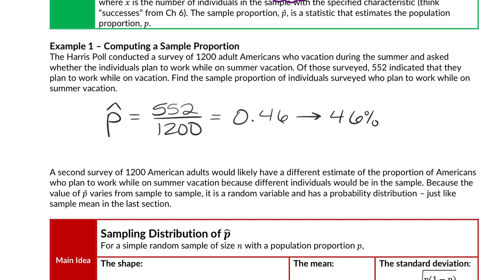Let's say that we take a second survey of 1,200 adult Americans who would likely have a different estimate of the proportion. So let's say you take another 1,200 people and 600 of them say that they're going to work while on vacation. Because this value of p hat, again, sample proportion, varies from sample to sample, it makes it a random variable just like our sample mean was last time, which means that we can then find a probability distribution describing the shape, the center, and the spread, just like we did for sample mean.